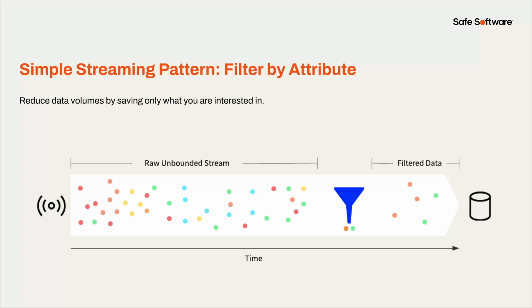So filtering by attribute is one pattern. So this would be, you have a raw unbounded stream, say GPS location of, let's say, some city vehicles, and maybe you're filtering based on a vehicle type.